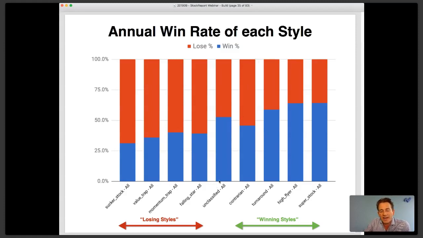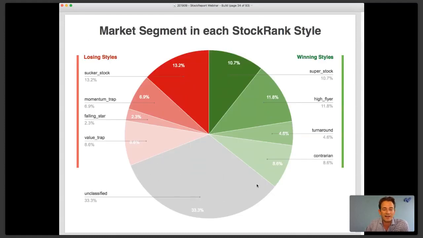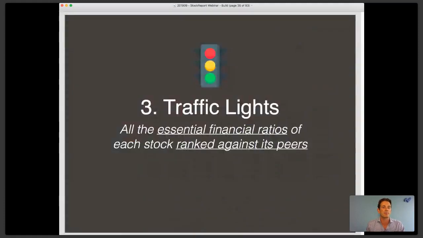You can see the unclassified segment here actually does quite well, almost as well as some of the winning styles. That's because you do find there's a lot of pretty good companies in that bucket. As I said, because there's a third of the market unclassified, a third in winning styles, and a third in losing styles, you can find a lot of good companies there. So don't think that just because something doesn't have a winning style, it's not a reasonable investment, because it may well be.